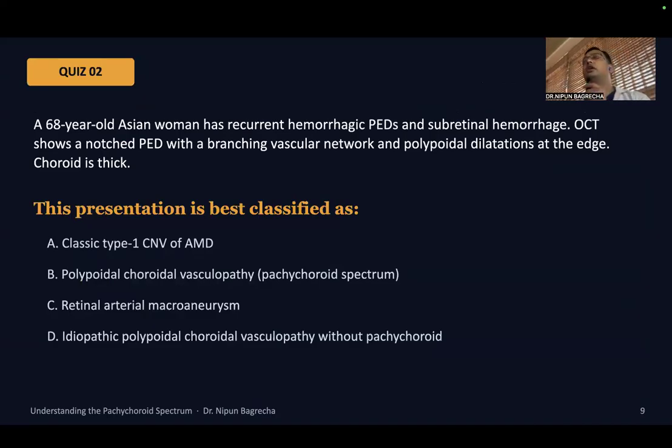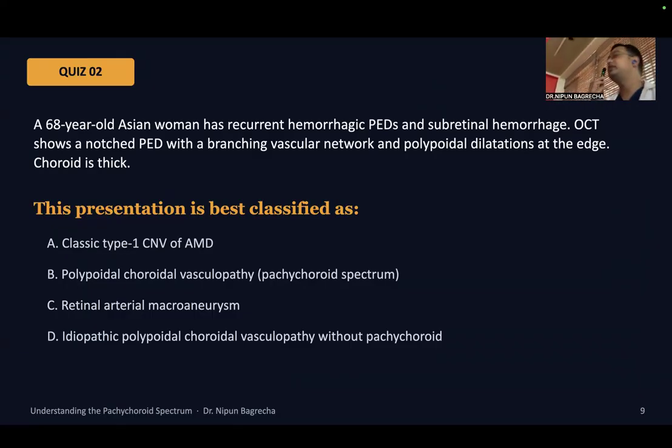So another quiz. A 68-year-old Asian woman has recurrent hemorrhagic PEDs and subretinal hemorrhage. OCT shows a notched PED with a branching vascular network and polypoidal dilatations at the edge. Choroid is thick. The presentation is best classified as, this is an easy one, the answer is given in the question itself. Classic type 1 CNV of AMD, polypoidal choroidal vasculopathy, retinal artery macroaneurysm, or idiopathic PCV without pachychoroid. Anyone would like to attempt? Dr. Himanshi.